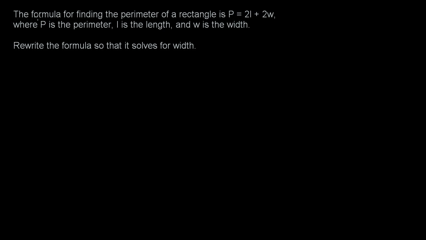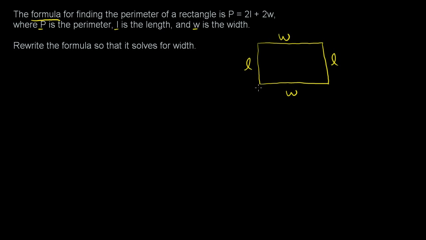We are told that the formula for finding the perimeter of a rectangle is P is equal to 2L plus 2W, where P is the perimeter, L is the length, and W is the width. And just to visualize what they're saying, and you might already be familiar with this, let me draw a rectangle. And that looks like a rectangle. If this side's length is L, then this side's length is also going to be L. And if this width is W, then this width up here is W.